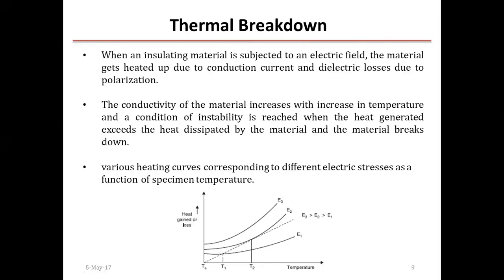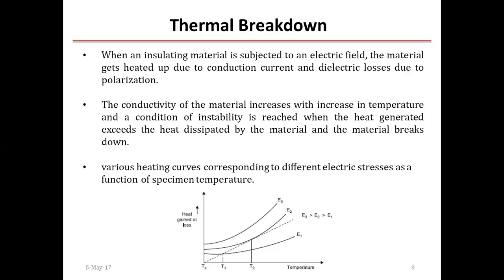Thermal breakdown. Okay, when an insulating material is subjected to an electric field, the material gets heated up due to conduction current and dielectric losses due to polarization. The conductivity of the material increases with increase in temperature, and a condition of instability is reached when the heat generated exceeds the heat dissipated by the material, and the material breaks down.